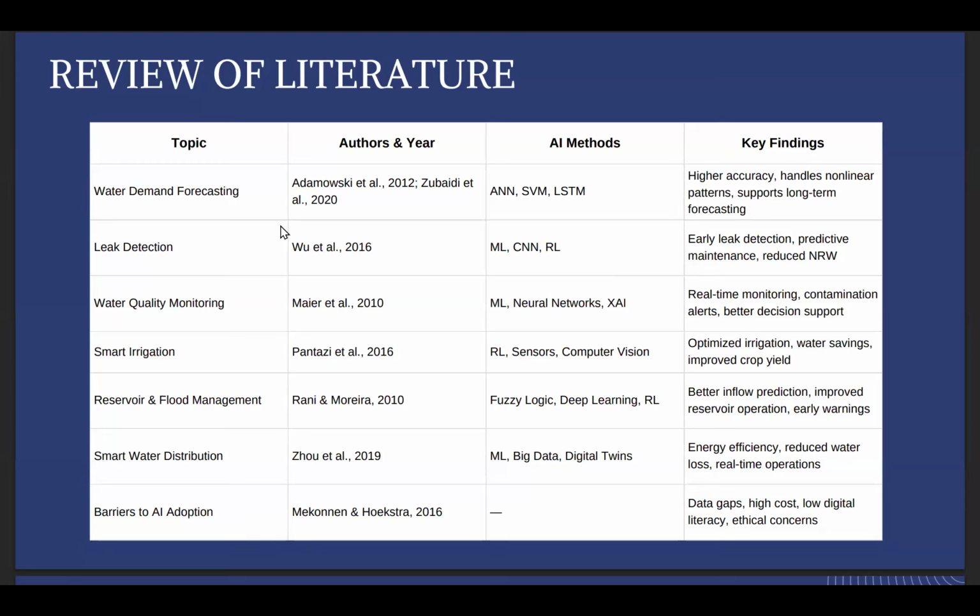AI techniques are used depending on the application. Also, hybrid models combine multiple techniques for improved performance. Together, these techniques make water systems intelligent and adaptive.